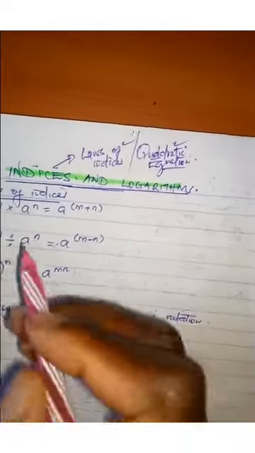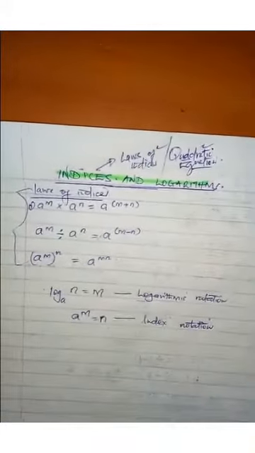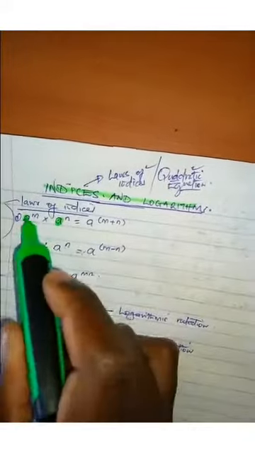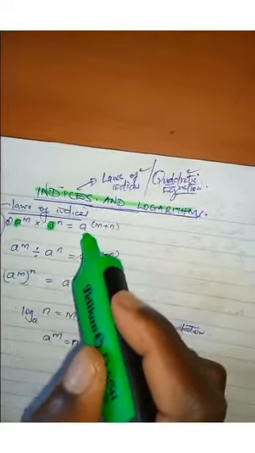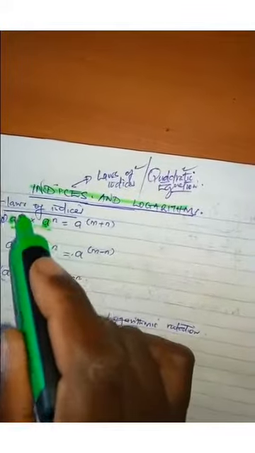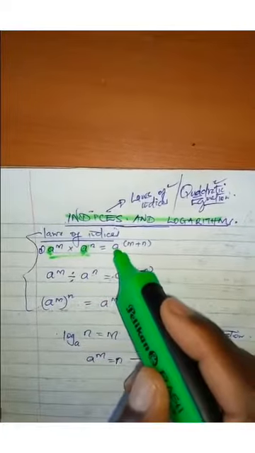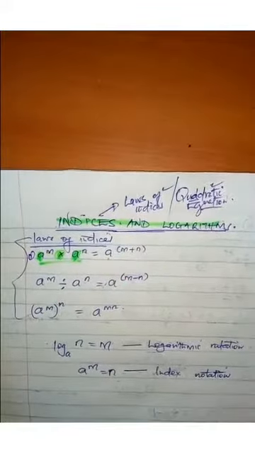So let's start on the rules of indices. We have 3 rules of indices. The first one says that if you multiply the same bases, the answer is that you should add the powers. So for example, a to power m times a to power n is equal to a to power m plus n. Where you have multiplication, you add the powers. That is the first rule.